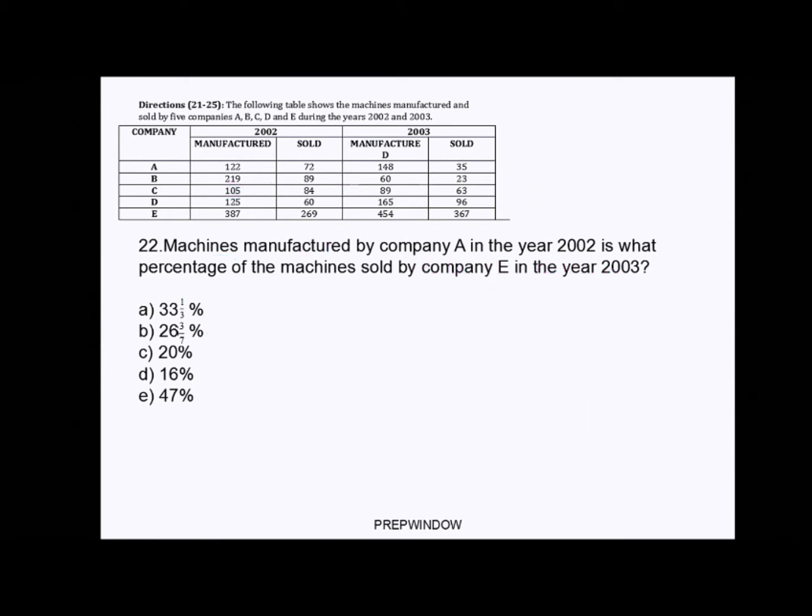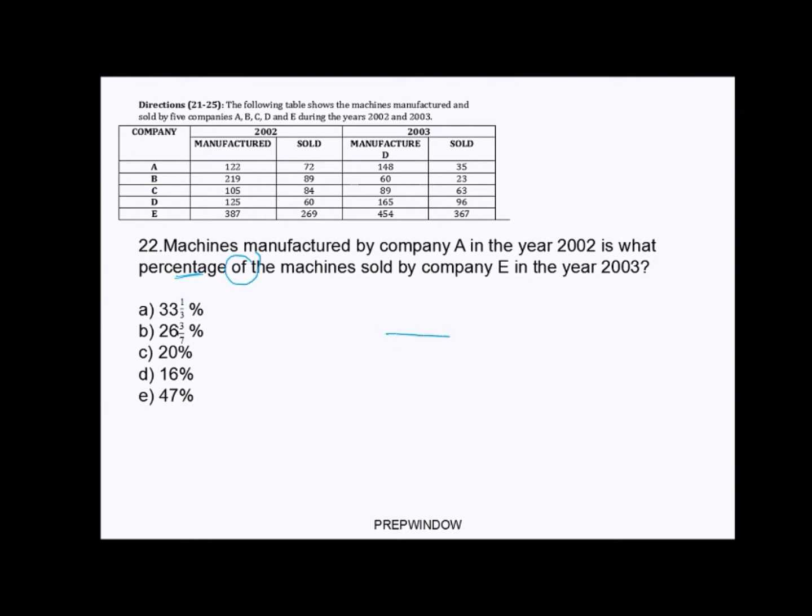So the question says, machines manufactured by company A in the year 2002 is what percentage of the machines sold by company E in the year 2003? So again this is a percentage question. As I said earlier, it should be numerator by denominator into 100. Now, X is what percentage of Y? So "of" becomes the keyword here.